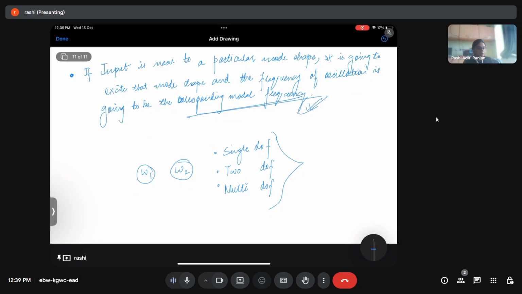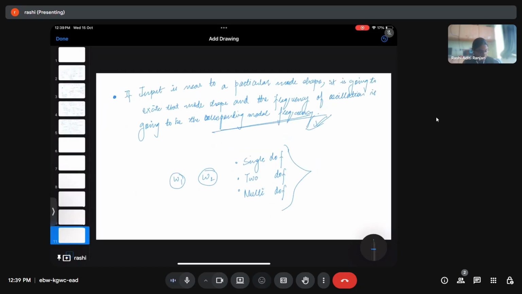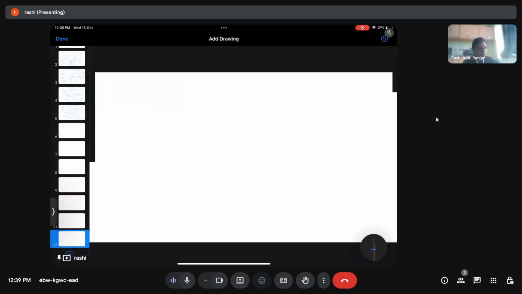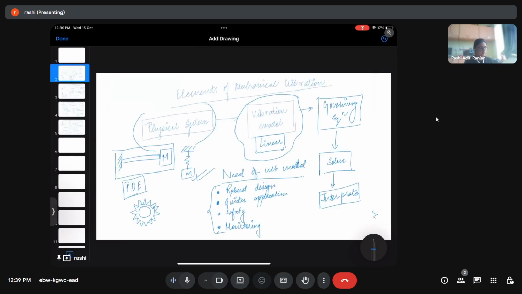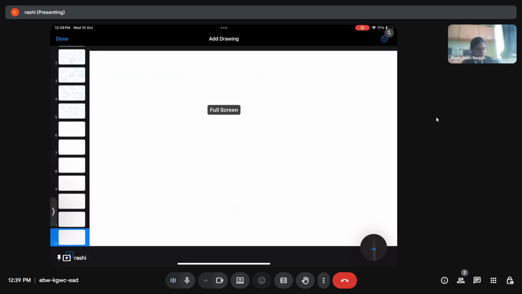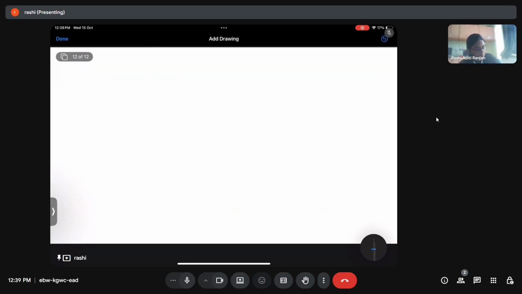Now comes the concept of continuous system, and why is it even important? See, we talked about the degrees of freedom, right? Over here in the first slide, we talked about degrees of freedom. But now is the point about continuous system. Now, what is a continuous system? A continuous system is nothing but the n degree of freedom system where n is what? Infinity. That is what a continuous system is all about.